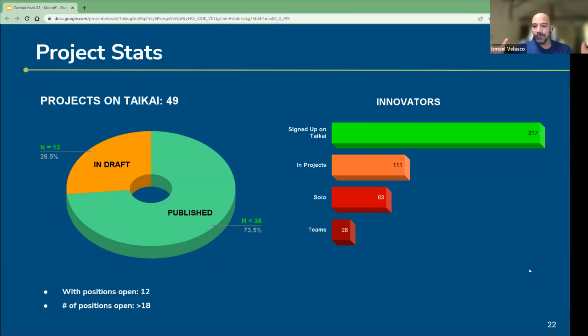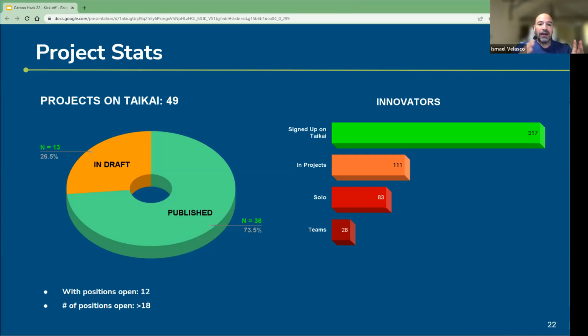So who are we? All of you here and more generally. There are 317 people signed up on Taikai, 317 innovators, and they have launched 111 projects. 83 of those are solo projects, either by design or by accident. They're still waiting to be joined by others and formed teams. And there are 28 teams already formed.